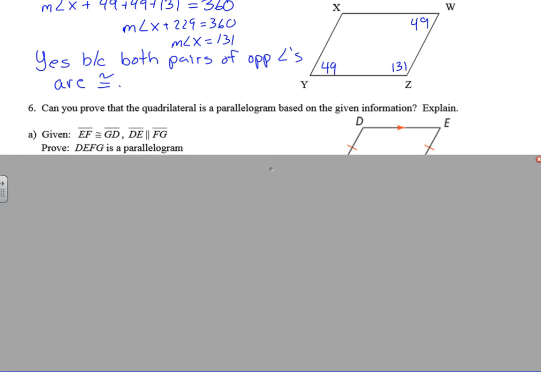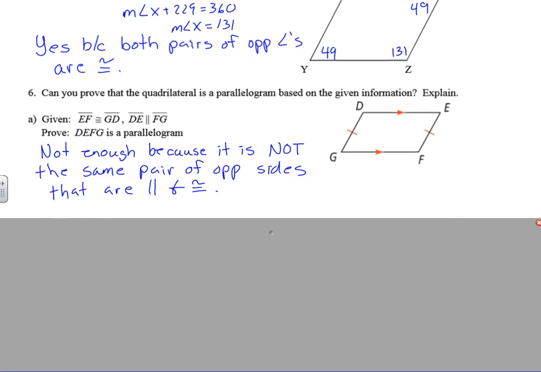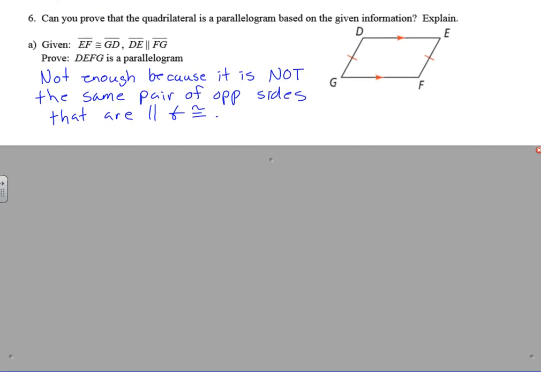Okay, now can we prove that this quadrilateral is a parallelogram? In this one, the first one, there's not enough because it is not the same pair of opposite sides that are parallel and congruent. Okay, so if we think about our reasons, both pairs of opposite sides are parallel, both pairs of opposite sides are congruent. We don't have that one pair of opposite sides parallel and congruent, and in this case we don't have that. Okay, so that's kind of the trick one wants to pull us in.